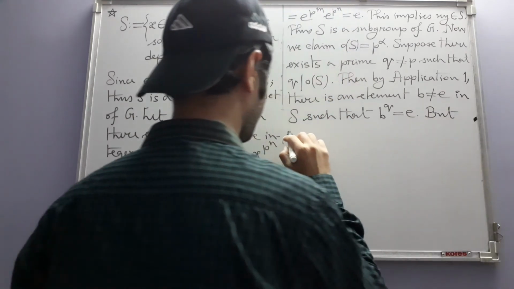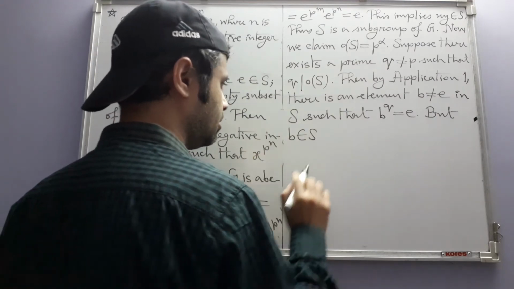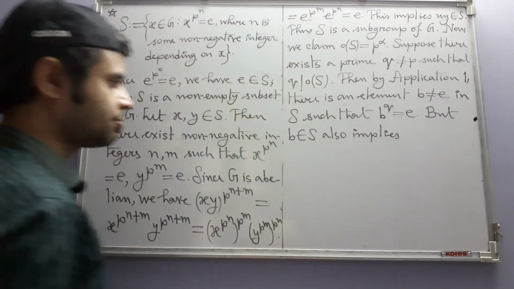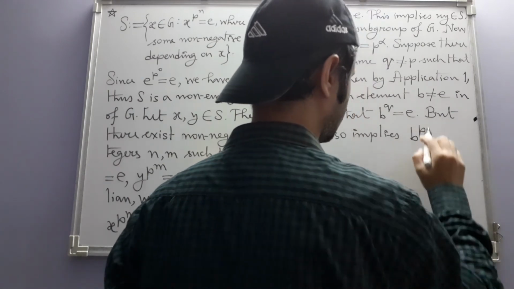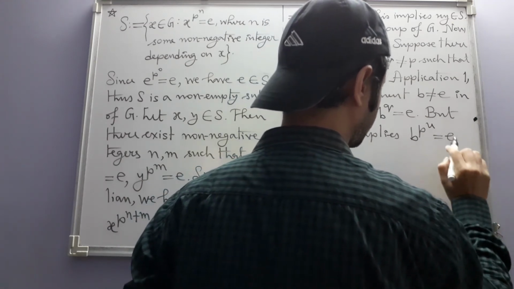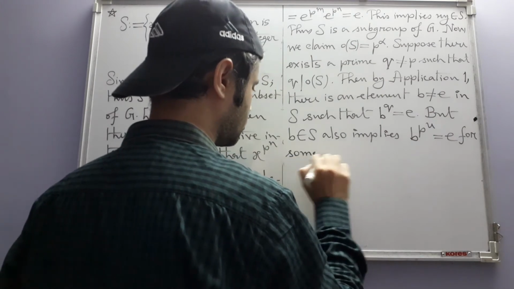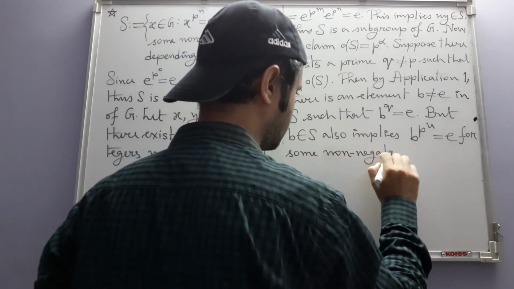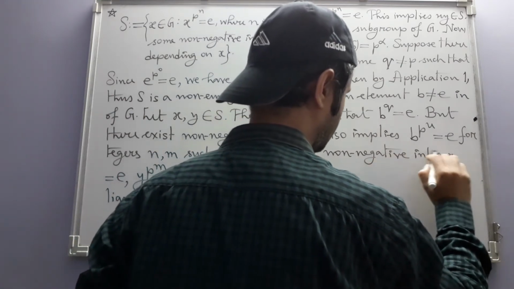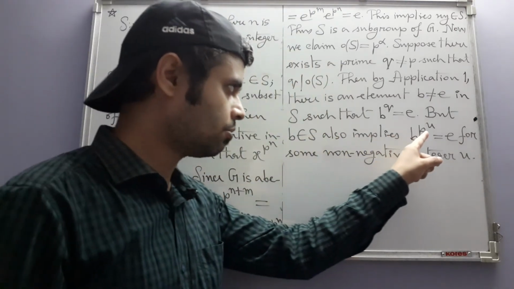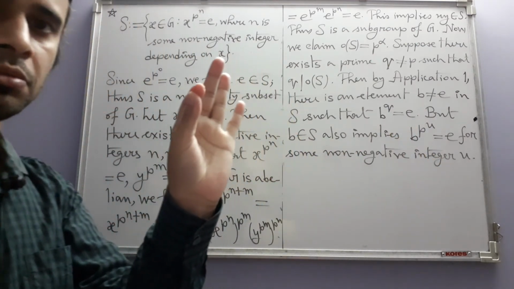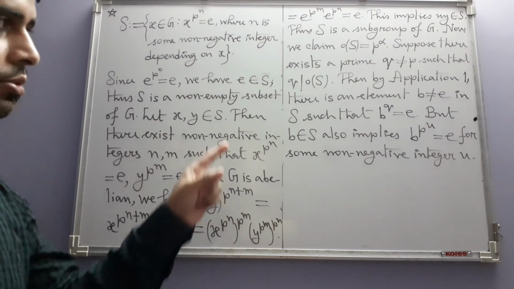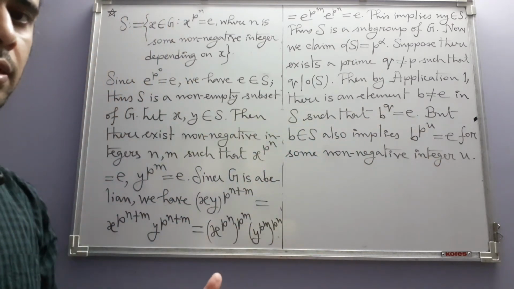But b belonging to S, because b is an element in S, also implies, from the definition of S, b to the power p to the power, what should we take? Let us take u, equal to e for some non-negative integer u. Okay, now note that in the integer p to the power u, the only prime divisor is p, and in the integer q, of course, the only prime divisor is q, and they are different. So the integers q and p to the power u are relatively prime.